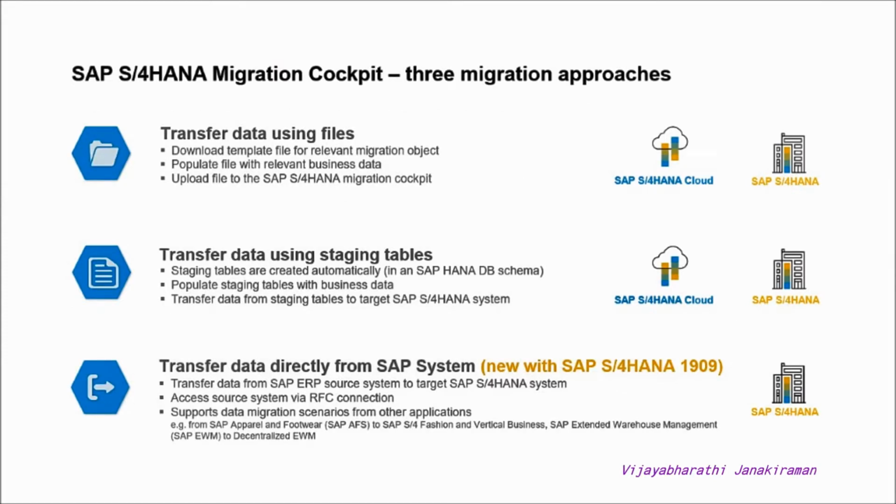The third option is to transfer data directly from a legacy SAP system to S/4HANA system. Data can be transferred from ABAP-based source systems using RFC. This can be used to load data irrespective of volumes.